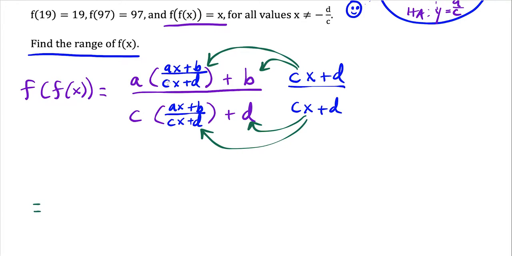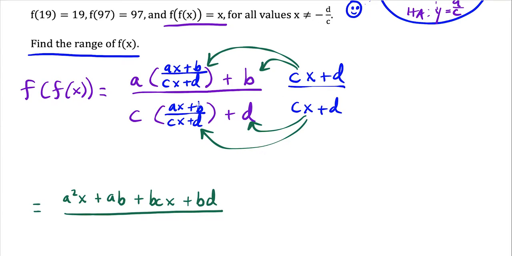So now this is going to be equal to a times ax, which is a squared times x, and then plus ab. But once again, when we multiply by cx plus d, this denominator wipes out. And then we have b times cx plus d. So that's going to make plus bcx plus bd over, and in the denominator, when we multiply this first term by cx plus d, the denominator cancels.